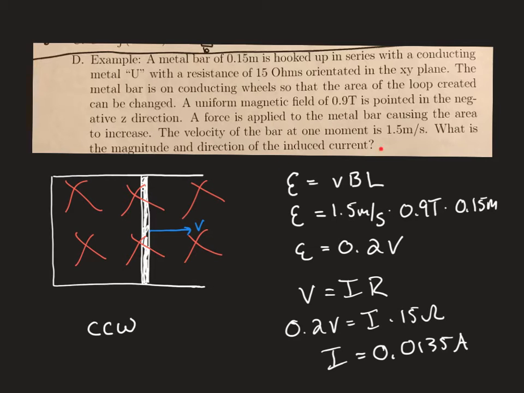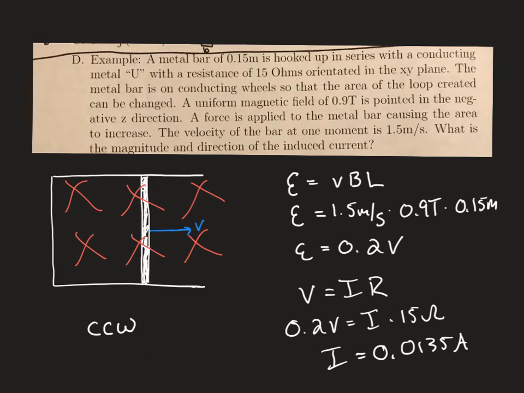So in order to find the current, we need to find the induced EMF. So we're using our new form of Faraday's law, where we're given the velocity of the bar, we're given the magnetic field strength, and we're given the length of the bar. So we can find the induced EMF. We can then use Ohm's law in order to find the current using the resistance that was given in the problem. So that gives us our induced current.